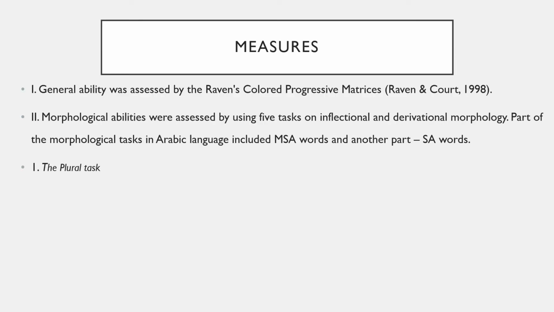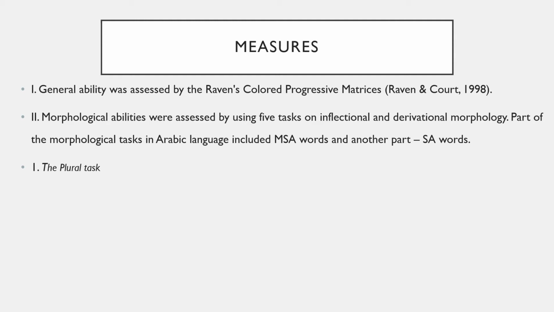The measures. So the first thing is a general ability assessment that was assessed by the Raven's Colored Progressive Matrices. And then we did a morphological abilities assessment by using 5 tasks on inflectional and derivational morphology. Part of the morphological tasks in Arabic included MSA words, and the other part included SA words.